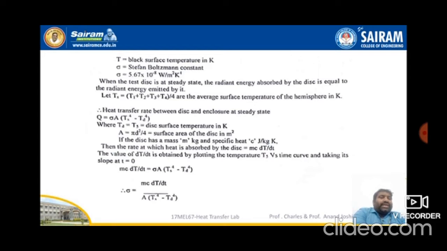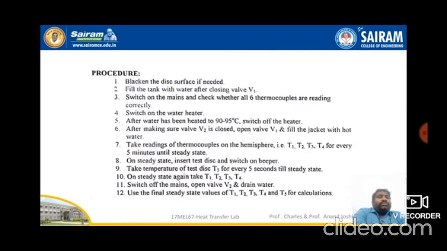Then what will we get? m c dT by dt is equal to sigma A (T to the power of 4 minus Td to the power of 4), and equating it to sigma, that is sigma equals m c dT by dt divided by A into (TS to the power of 4 minus Td to the power of 4). So this is the numerical analysis, how you are going to get the value of sigma.